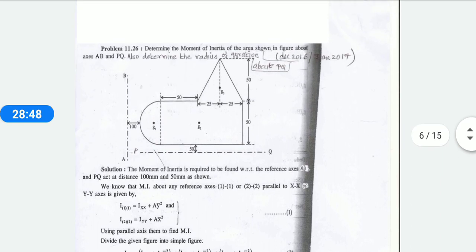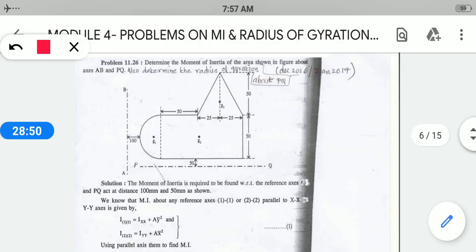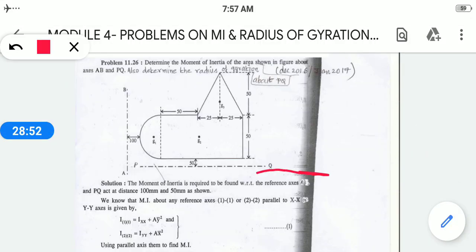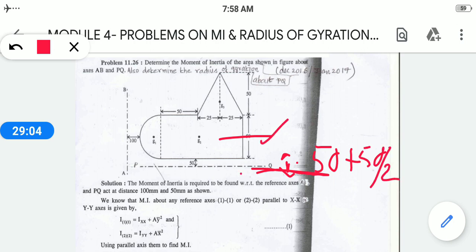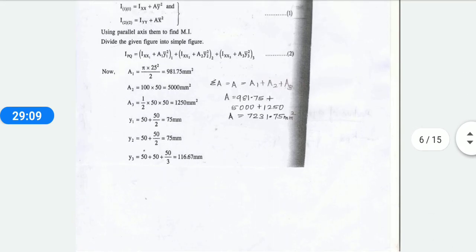How did they take this y1 value? Why are they adding the 50? It is from the x-axis. Already the components are 50 mm away. So you have to add the 50, plus the other thing is 50 divided by 2. For the next one it will be equal to 50 plus 50 plus 50 divided by 3. That is what they have mentioned here, your y value. Now you have found y1, y2 and y3 correspondingly for the components.